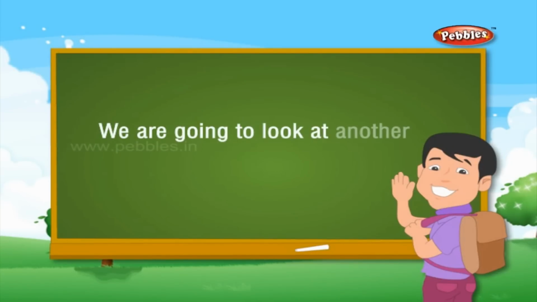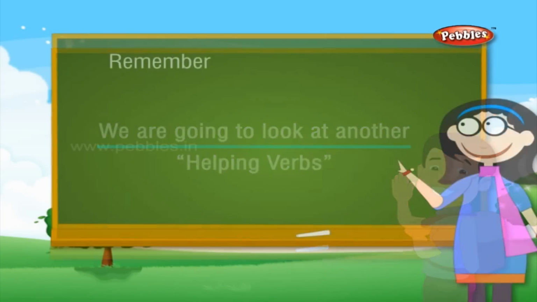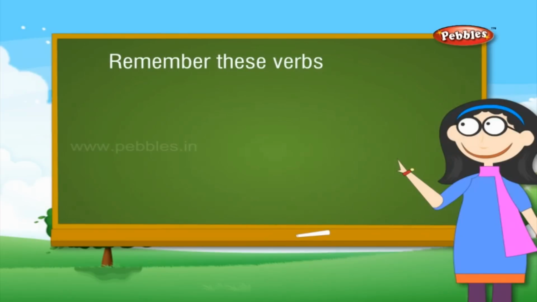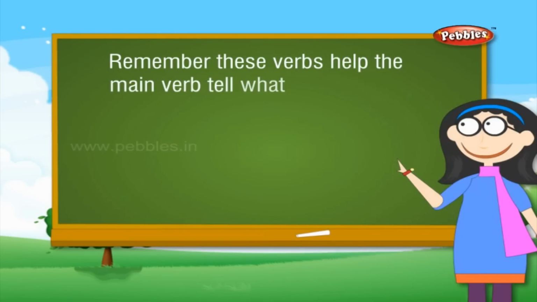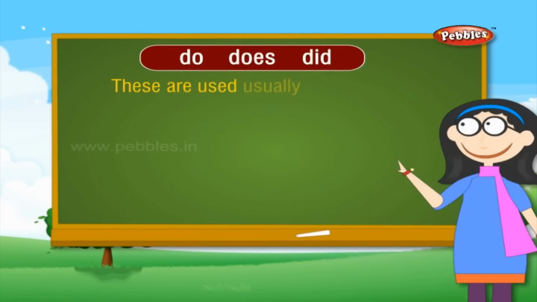We are going to look at another helping verb. Remember, these verbs help the main verb tell what someone or something does. Do, does, did. These are used usually to form the negative and question form.